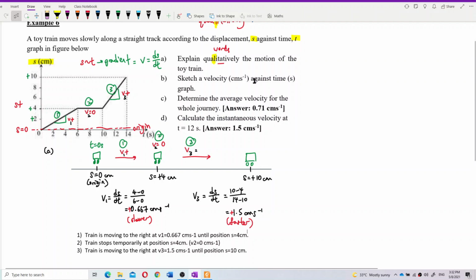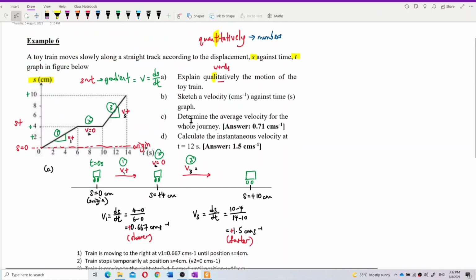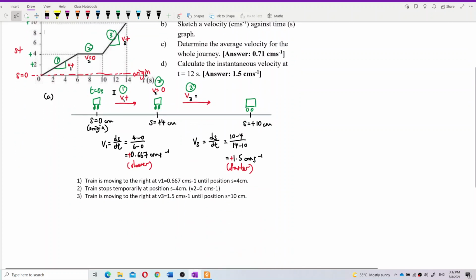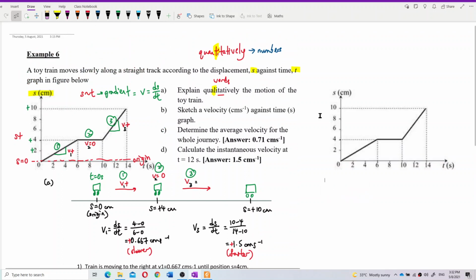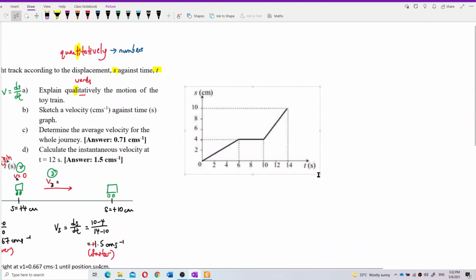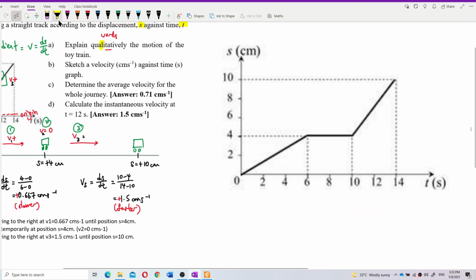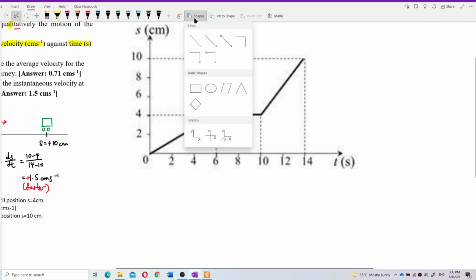The unit is centimeter per second. Sketch velocity against time. I already calculated the value here, and now I want to find the velocity graph. Okay, let me do it. I duplicate the graph over here. Now I'm going to draw a velocity-time graph. I need to refer to this graph to draw it. So now I draw it.